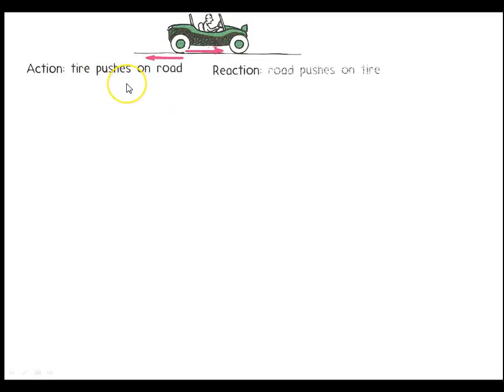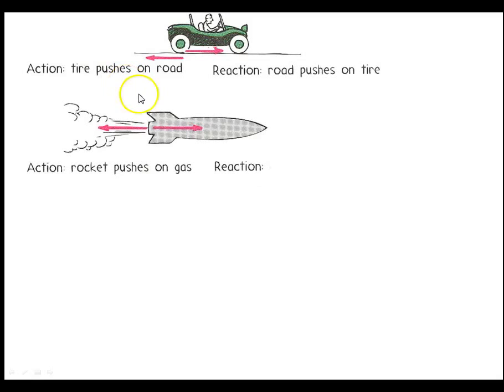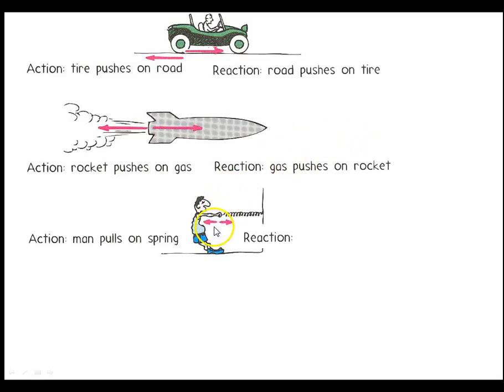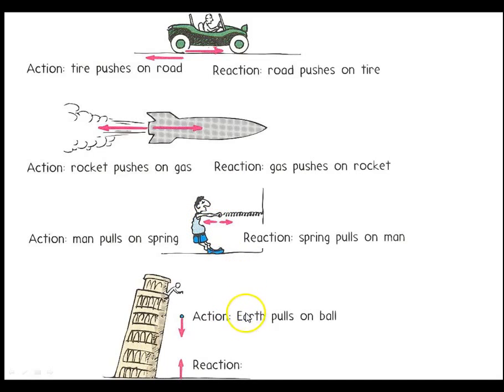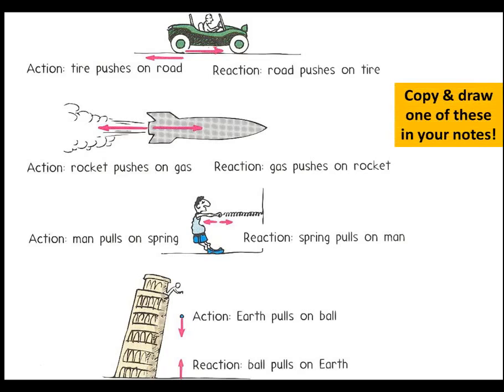Like your tire pushes on the road, and of course the road is going to push on the tire. The rocket is going to push the gas, and the reaction is the gas is going to push the rocket forward. A guy is going to pull on the spring, but the spring is actually pulling on the guy at the same time. The earth is actually pulling the ball down, and it's hard to believe, the ball actually pulls on the earth as well. So these are action-reaction, a pair of forces. Copy and draw one of these into your notes. Pause right here and copy.